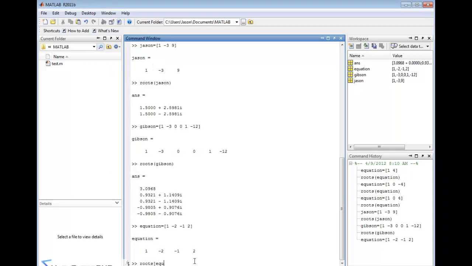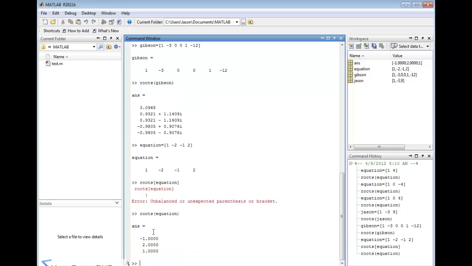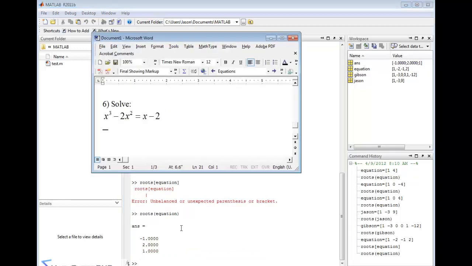So roots of equation. And in this particular case, it's a good example of what not to do. You notice I tried to pass the equation variable inside of brackets. So if you ever do something like that, don't get too worried about it. Just do it the proper way inside of parentheses. And then in this case, we'll get 3 answers. And they're real numbers in this case. The reason we get 3 answers is because we have a 3rd degree or 3rd order polynomial like this.